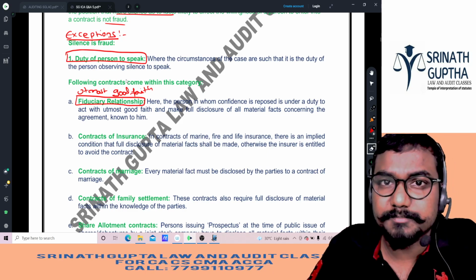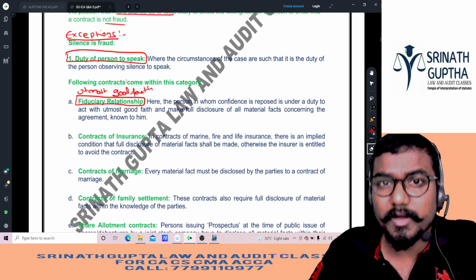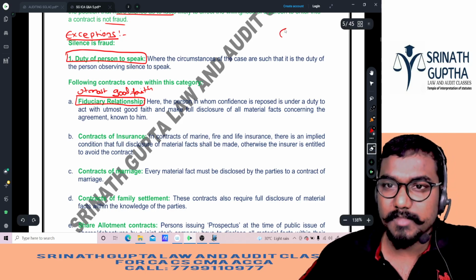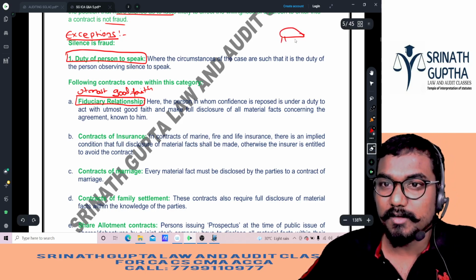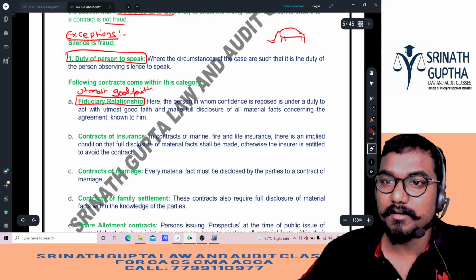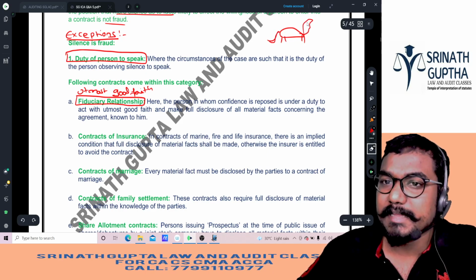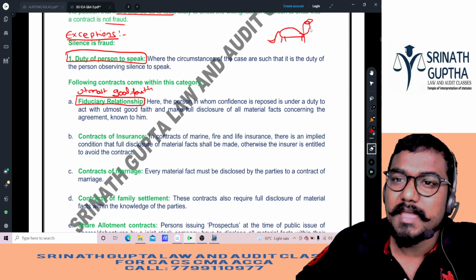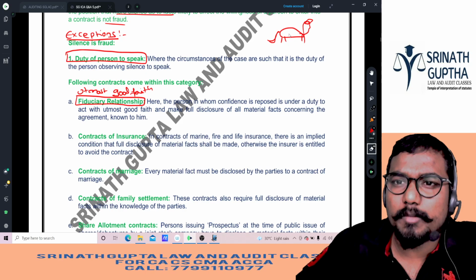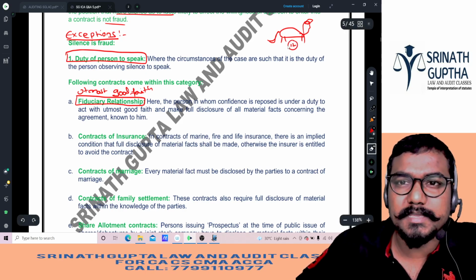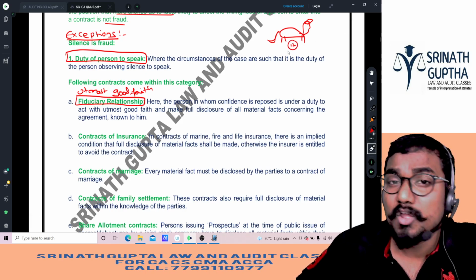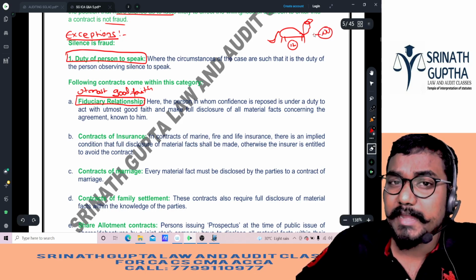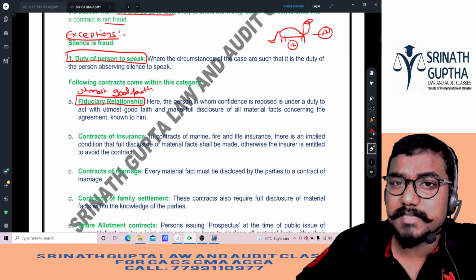Like father and daughter, father and son. For example, I am having a horse, beta. It is an insane horse. Rohit is asking me, Srinath sir, how much is the horse? I said 1 lakh rupees. He gave me 1 lakh rupees. I gave the horse. Whether I made a fraud on Rohit? No. Because I need not disclose that the horse is an insane horse.